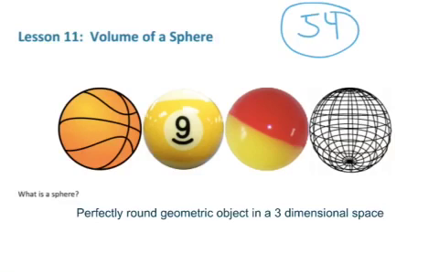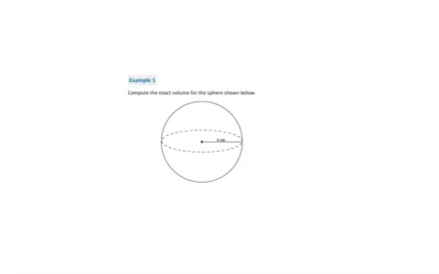And just recall that a sphere is a perfectly round geometric object in a three-dimensional space. So here we have a basketball, baseballs, ping pong balls, anything that is a perfectly round geometric object in a three-dimensional space. If you would turn your page now, we're going to try to do some examples. So this first example is on page 55 in your book. It's example 1. I'm just going to give you the formula for volume of a sphere.